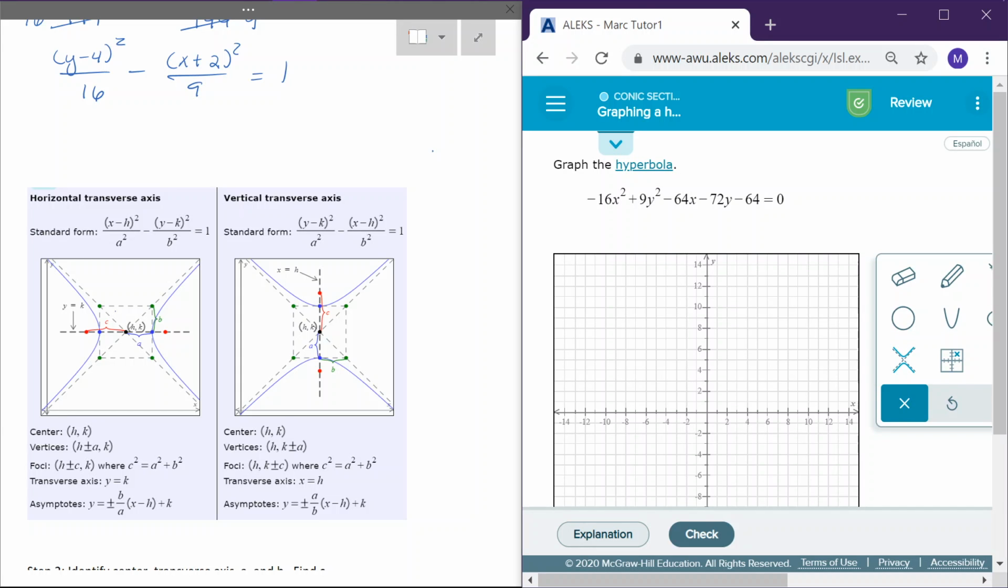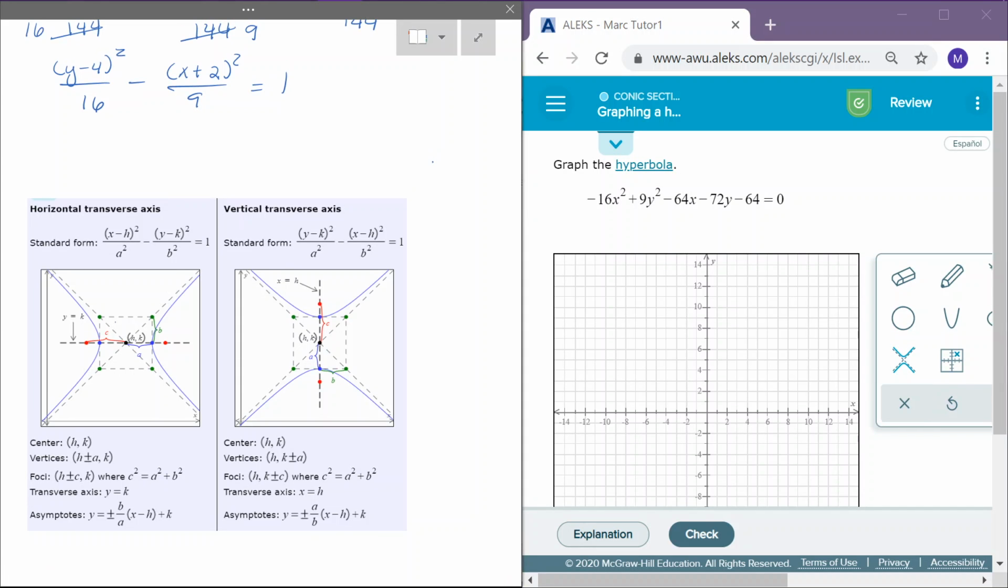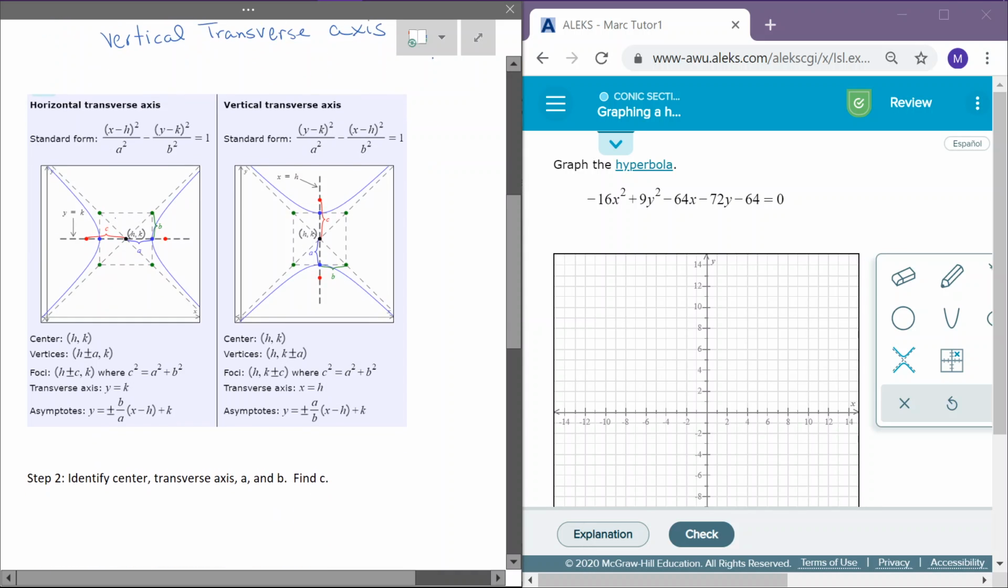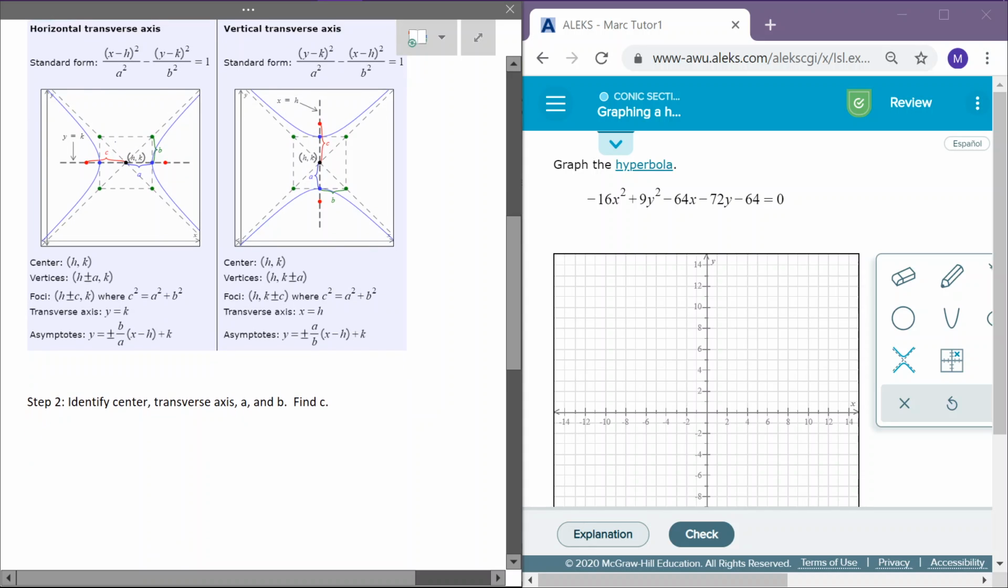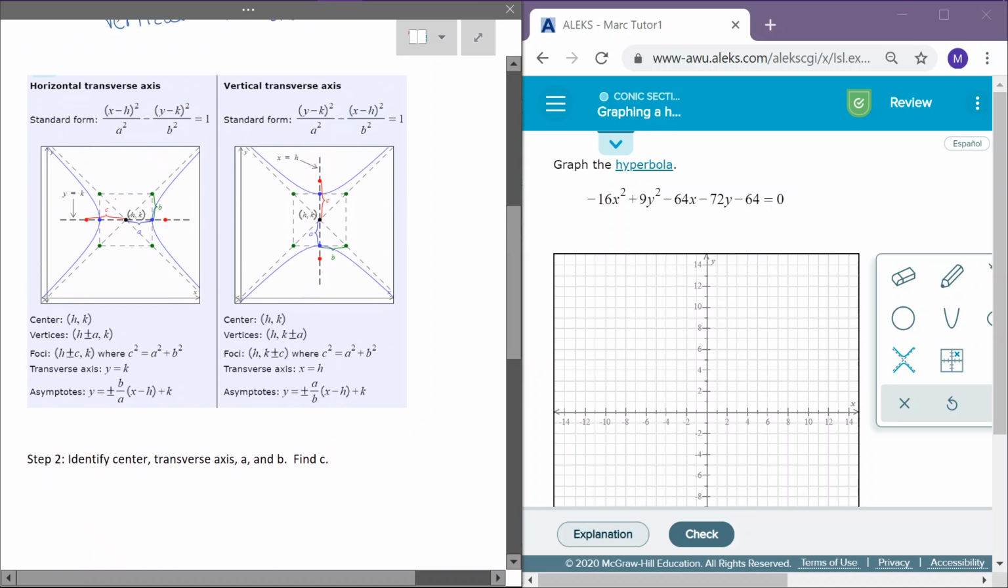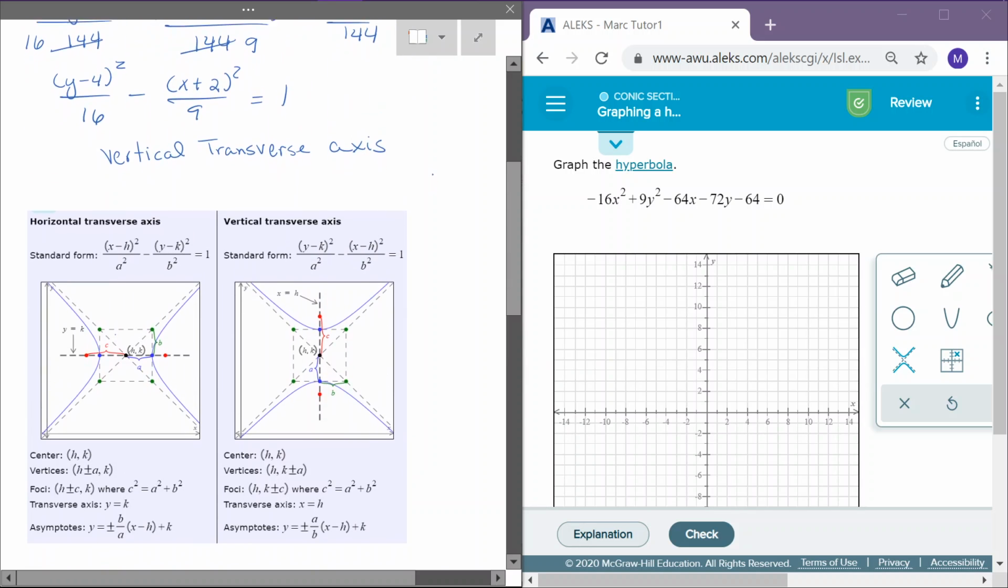So let's look and see which one we have. Here we have a y term subtracting an x term, so that tells me that this has a vertical transverse axis. So our next step is we want to identify the center, transverse axis, a, b, and find c. So first let's start by copying down our equation.